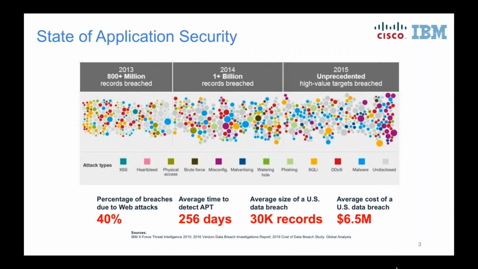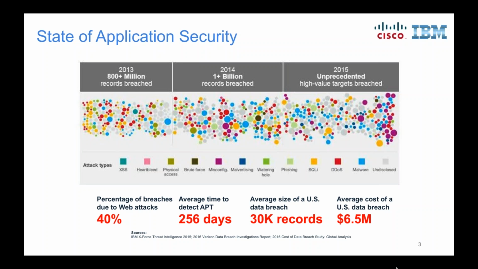We look down here at the bottom, percentage of breaches that are due to web attacks. This is a number that's probably growing. That may even be low, 40%. Almost a full year to detect the average APT, advanced persistent threat type of attack.